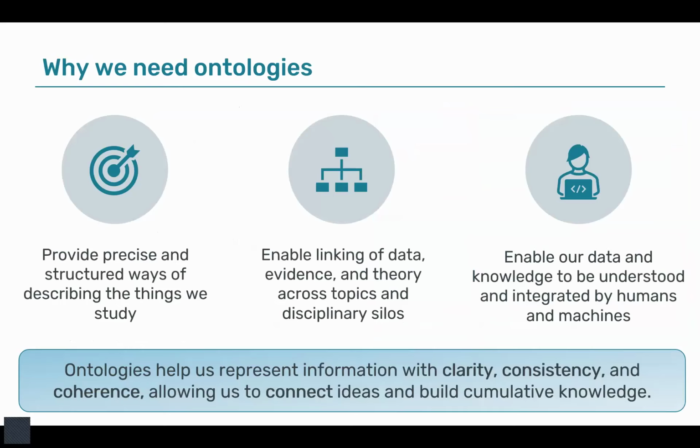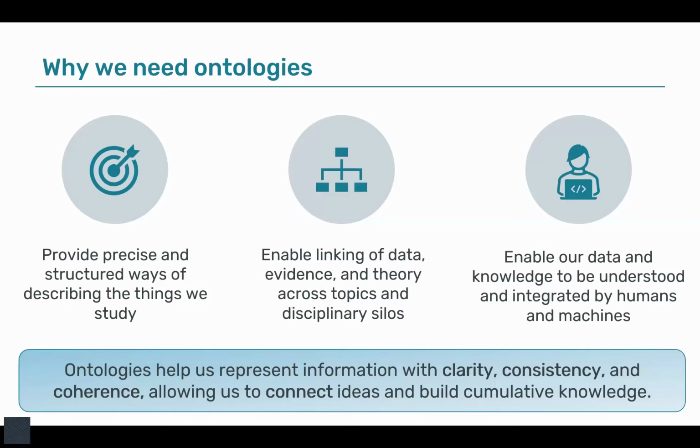So how can ontologies help us address some of the challenges that we're facing today? Well, ontologies provide clear and consistent labels and definitions for our constructs and the things that we study. So this helps to reduce that conceptual confusion. Second, by standardizing knowledge and information in this way, ontologies make it easier for us to link our data and evidence and theories across different teams, different disciplines, different data sets, and so on.